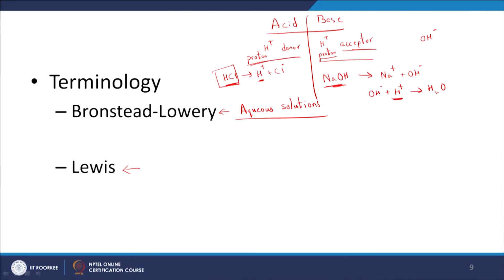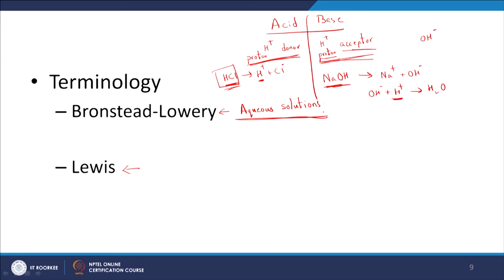Whenever you have a particular compound releasing protons, a proton donor, we call that an acid, and whenever it is accepting a proton, we say that is a base. So this is for your basic knowledge. But in general, what we talked about is only applicable in your aqueous solutions.